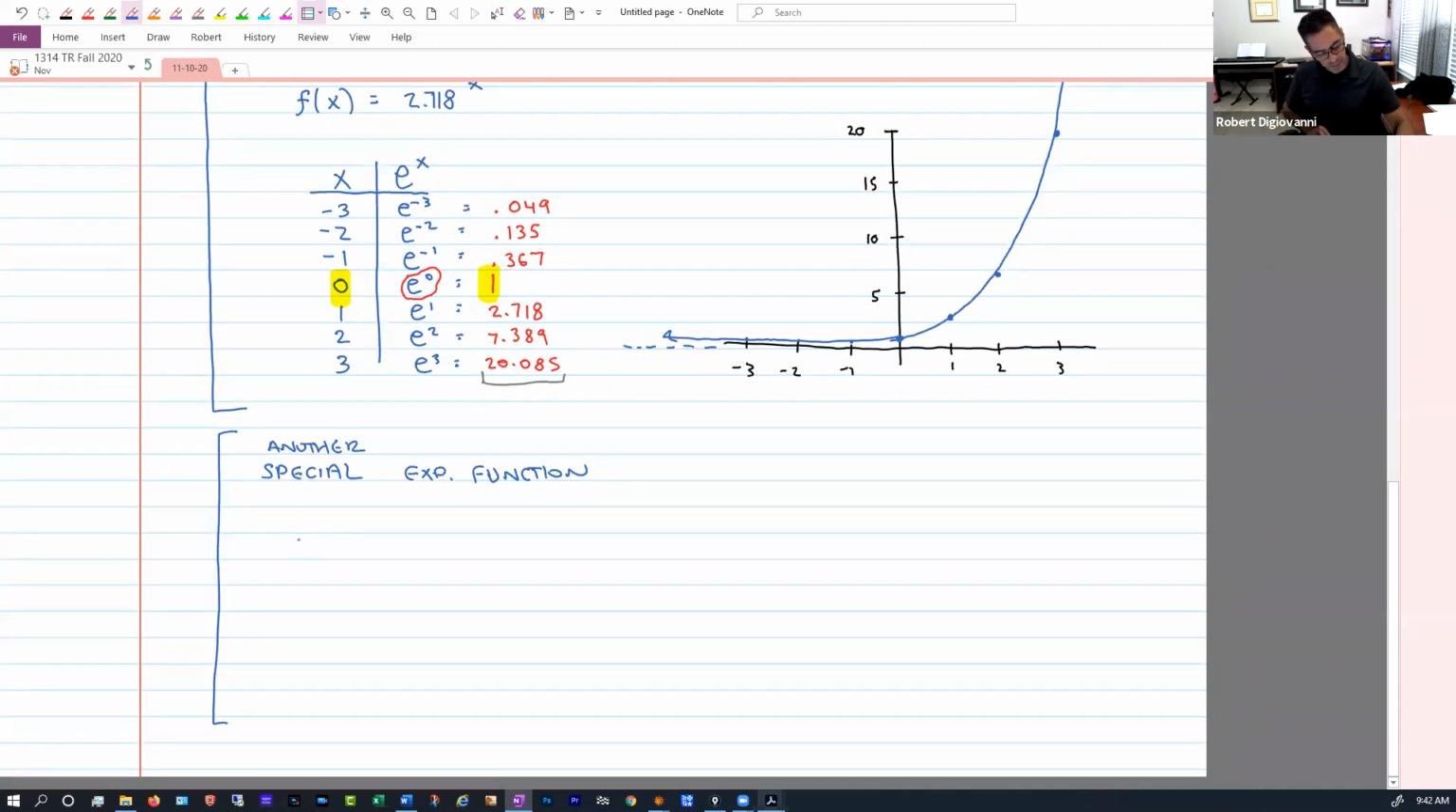And it's this one. F of x equals 10 to the x. 10 raised to the x. And this is called the base 10 exponential function.